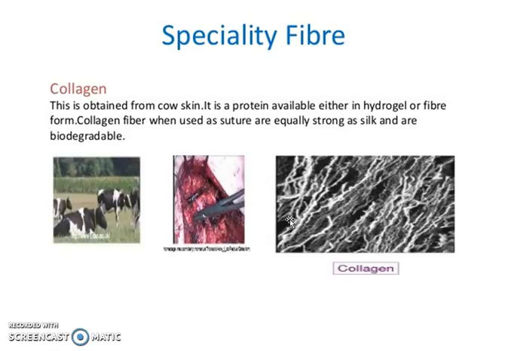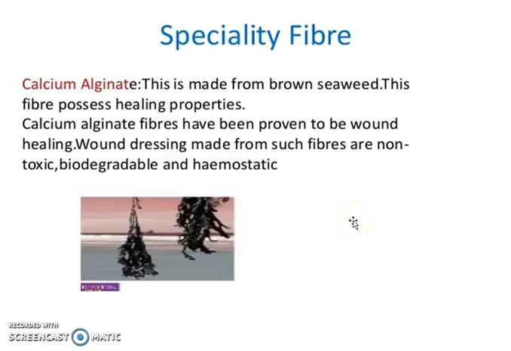It is obtained from cow skin. It is a protein available either in hydrogel or fiber form, and collagen fiber when used as a suture is equally strong as silk and biodegradable. Here you can see the collagen fiber structure.